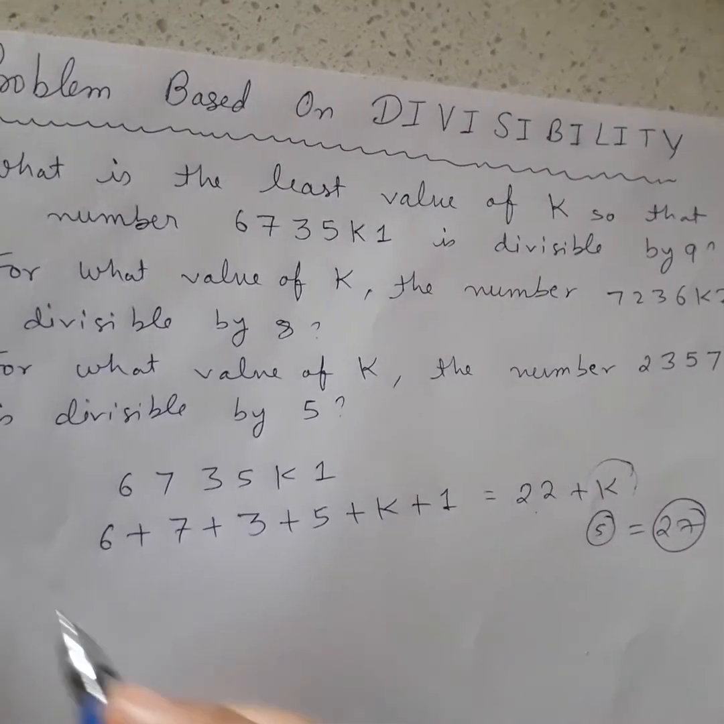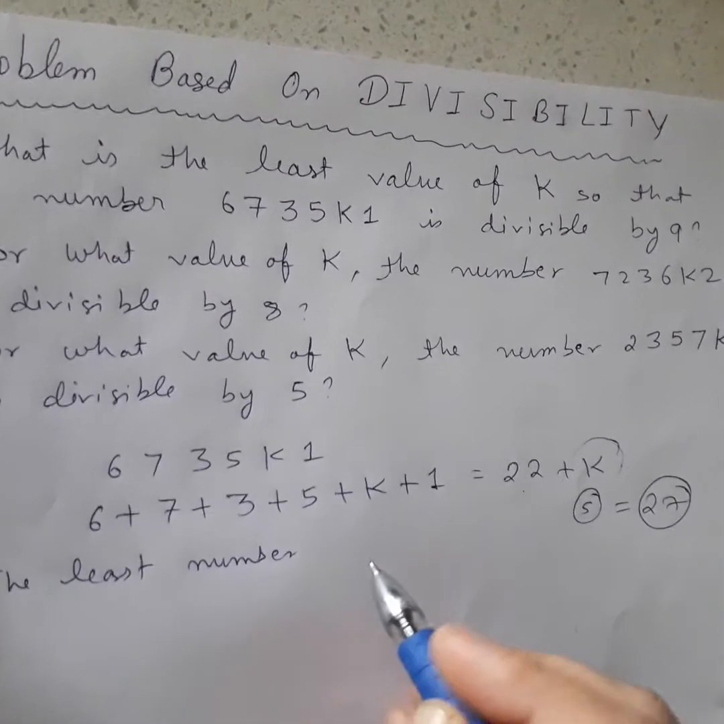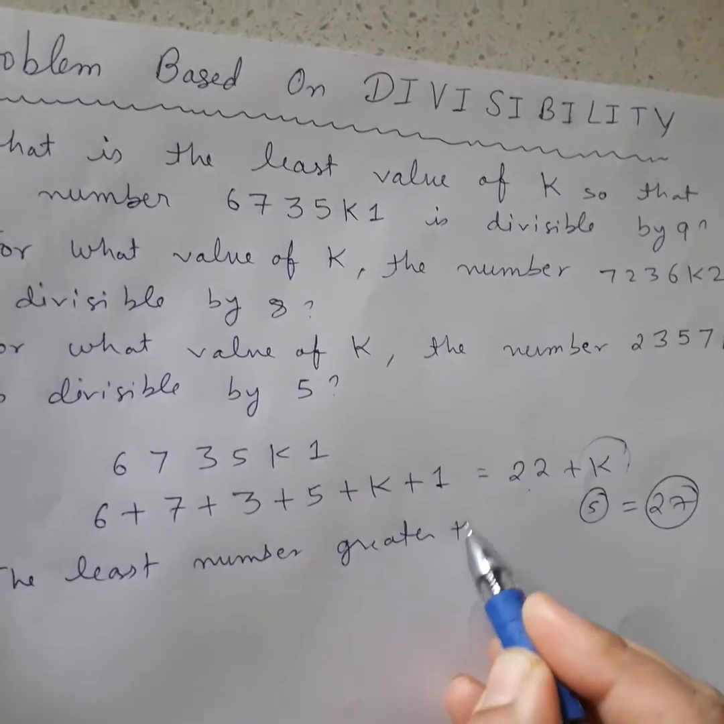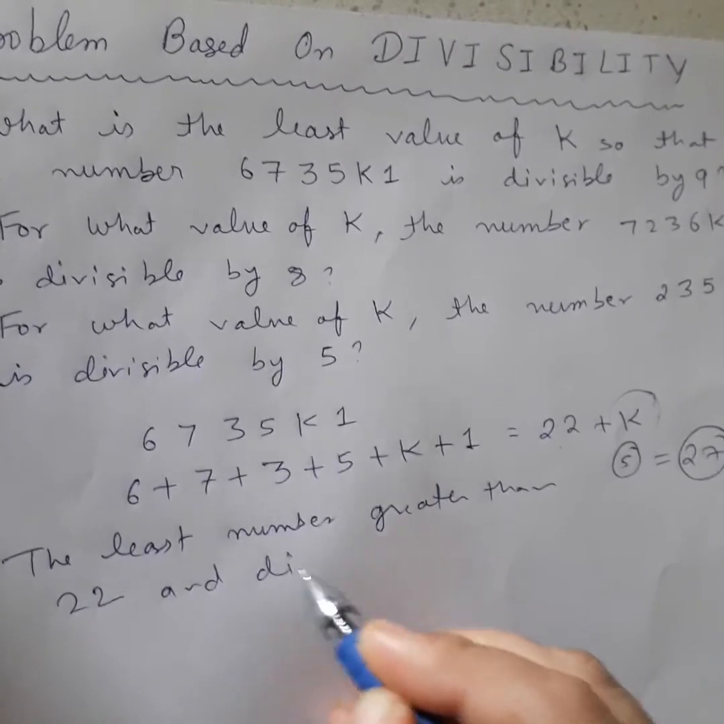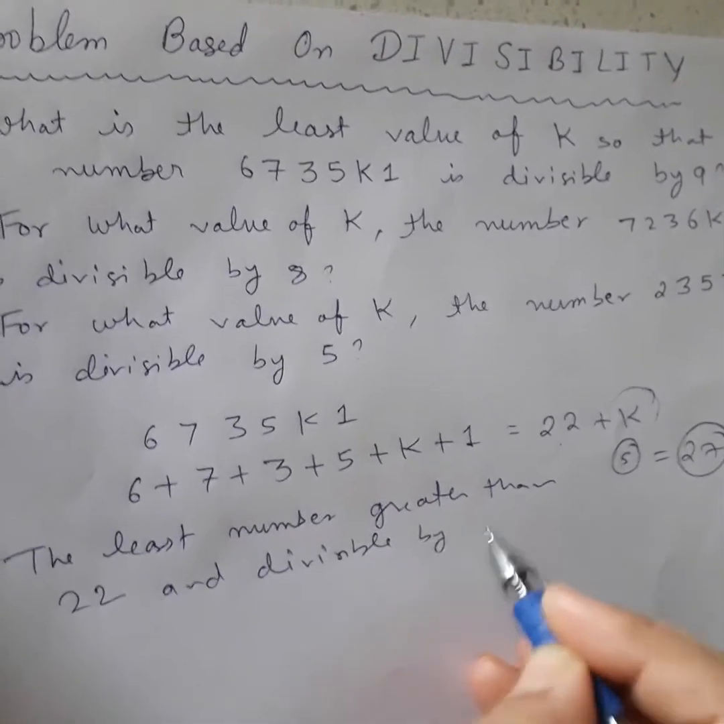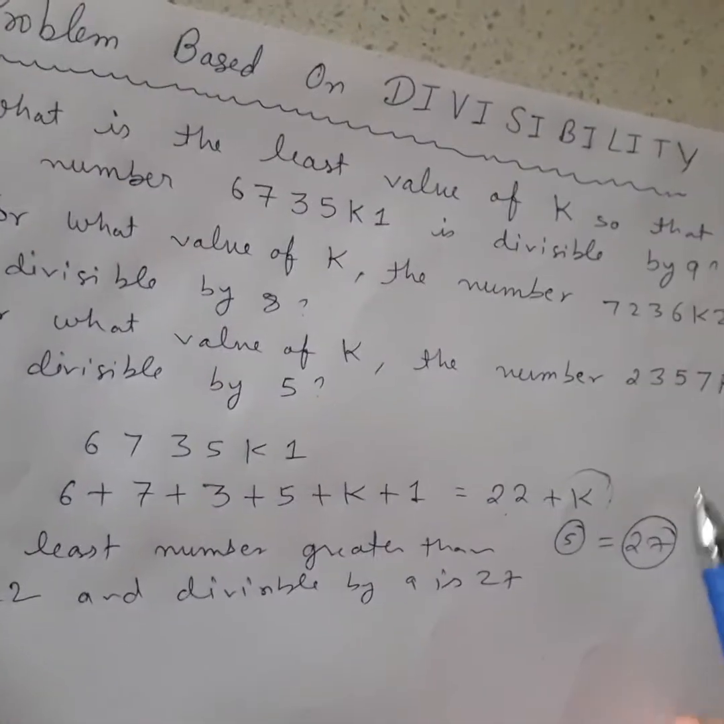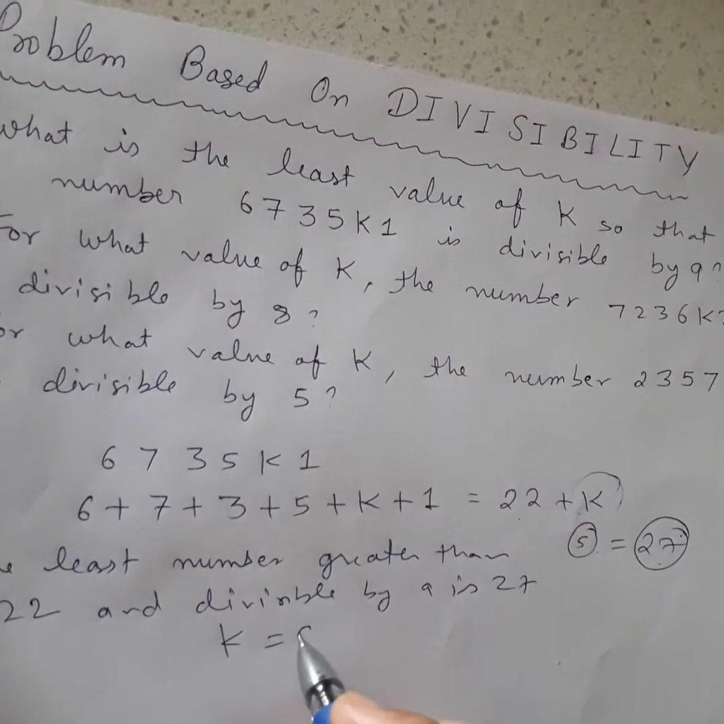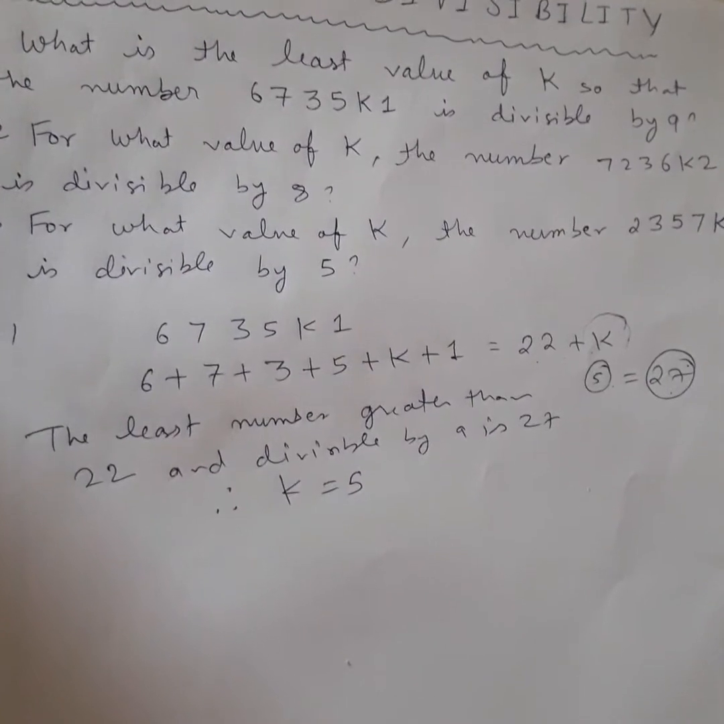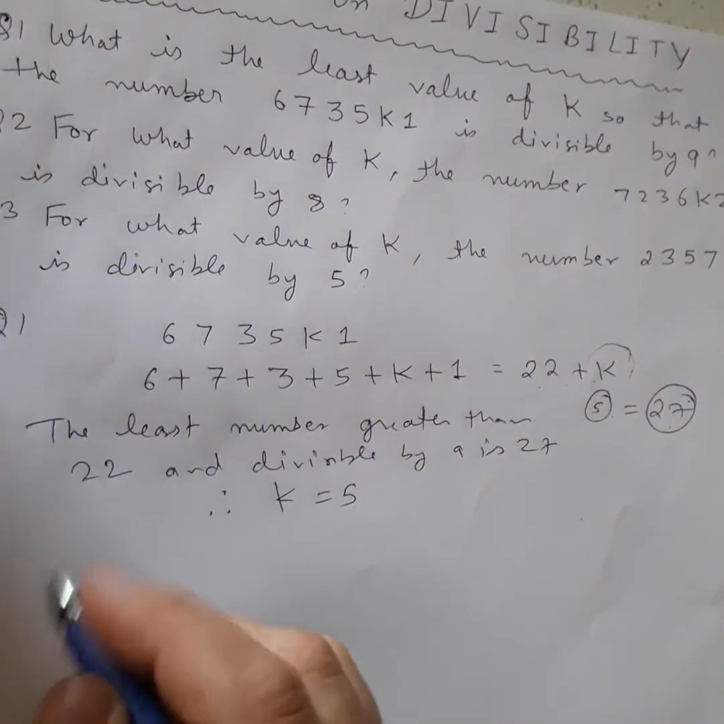So the least number greater than 22 and divisible by 9 is 27, right? And how many did we add? 5. 22 plus 5 will come 27. So the value of k will be 5. In this way, if you know the divisibility rule of the number, you can solve this kind of question. Can we move to the second question?